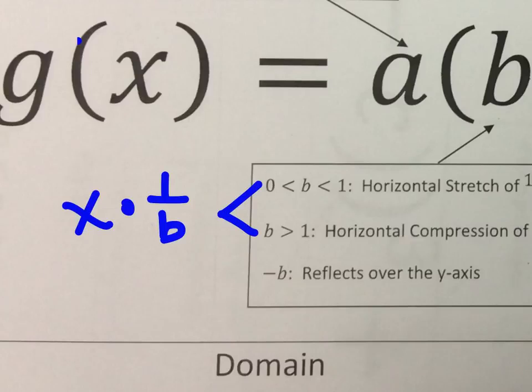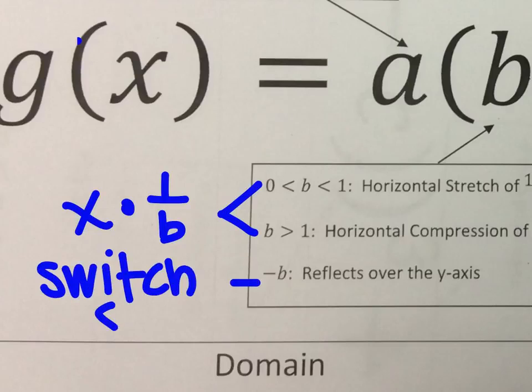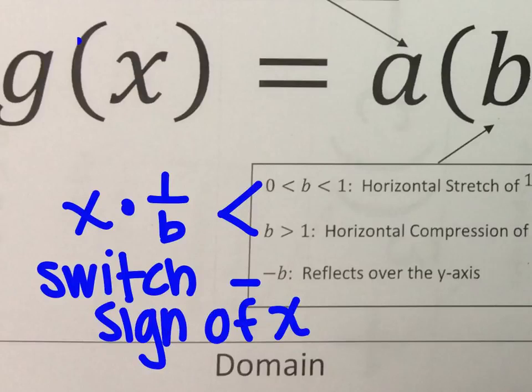What is the negative B? That reflects over the y-axis. If I reflect something over the y-axis, what's changing about it? The X values. So the negative B part tells me to switch the sign of the X's.